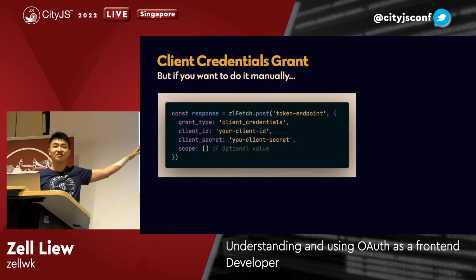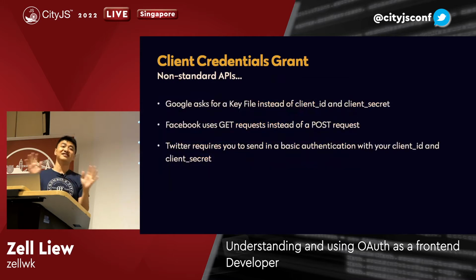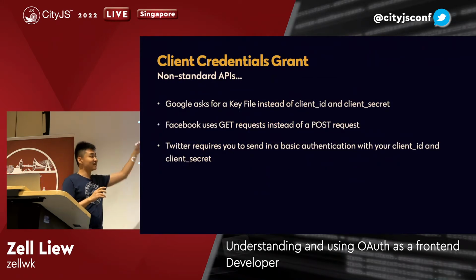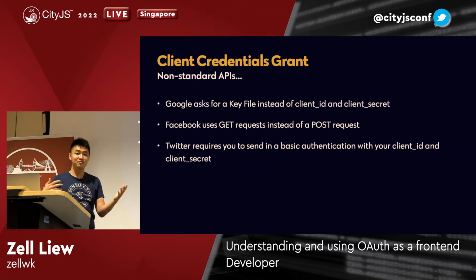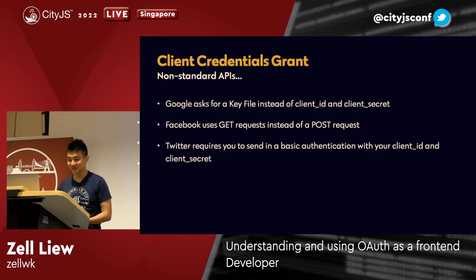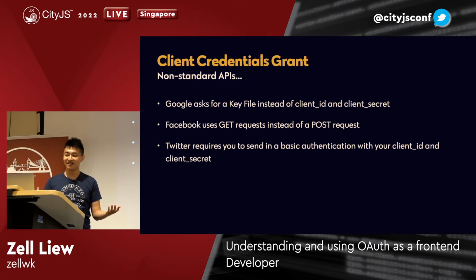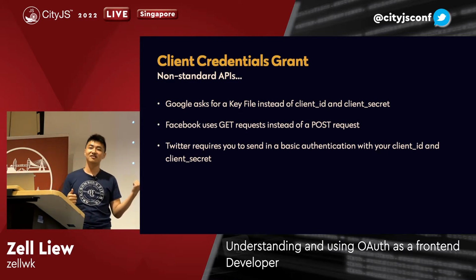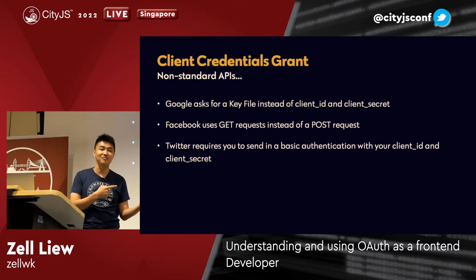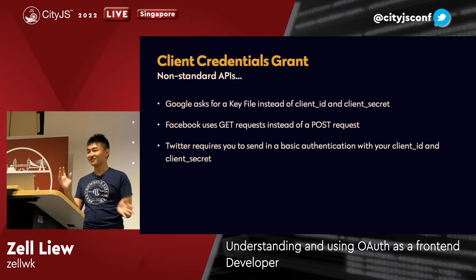But, okay, lots of buts. There are always non-standard things going on in the dev world. For example, Google asks for a key file instead of the client ID and client secret, so you have to download that JSON file and add it to your project. Facebook uses a GET request instead of a POST request, which is interesting. And Twitter requires you to send a basic authentication with a client ID and a client secret, but those values are being sent in the body as well. So things like that do happen.